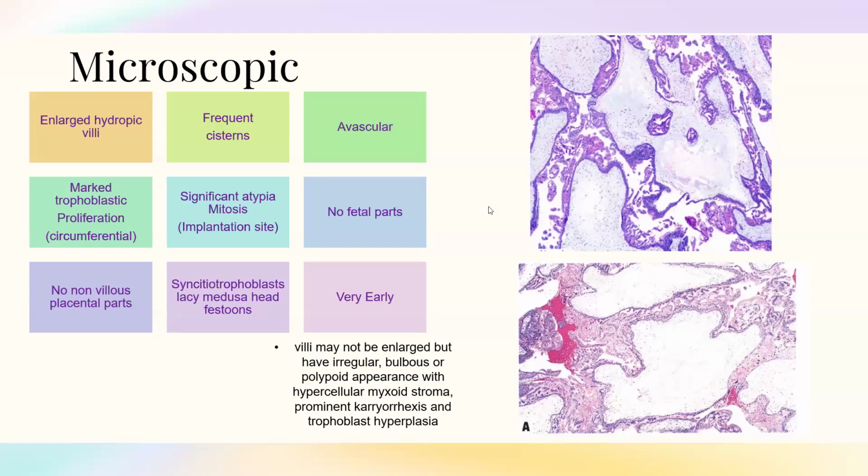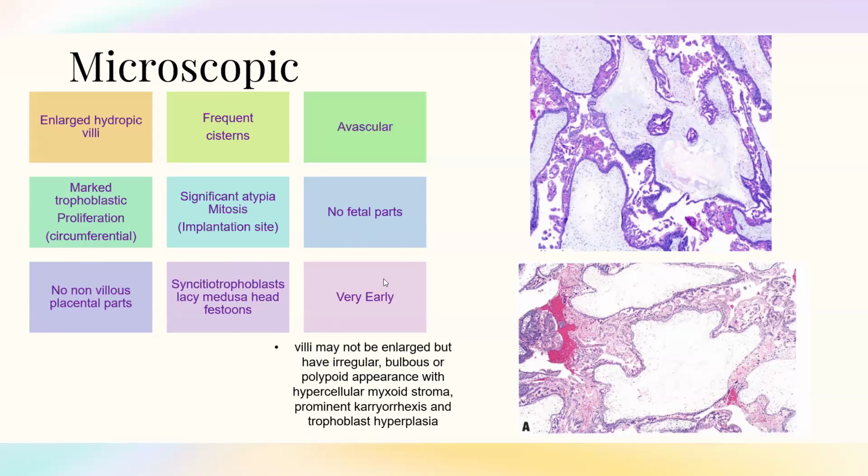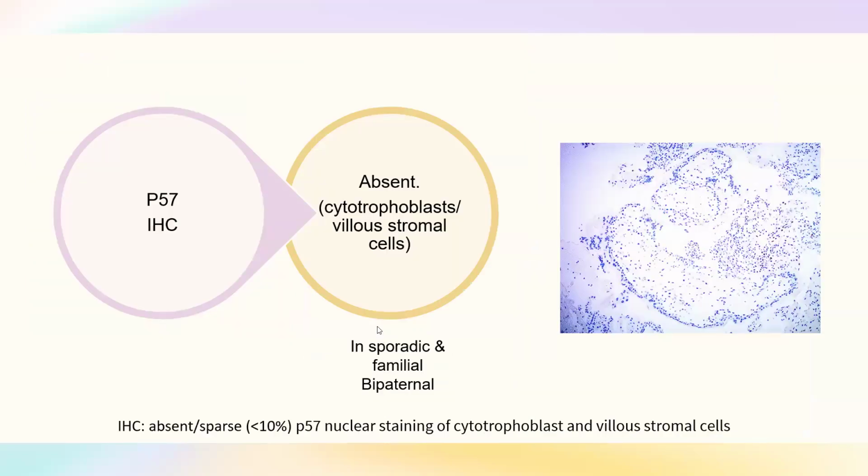I hope the voice gets clearer. Okay, so again, we said we have no fetal parts and no non-villous placental parts. The syncytial trophoblasts sometimes make something that is called medusa-like, like a crown. Again, let me be frank with you, things are not always so clear, especially if it's very early. The villi may not be enlarged or look like the classic picture that I have just described. Things will be different, and that's when we will need P57 immunohistochemistry.